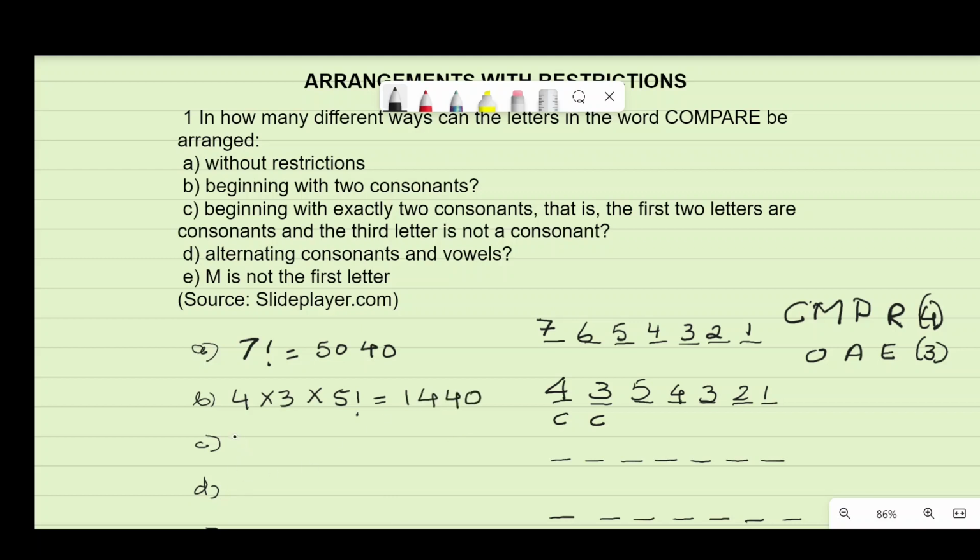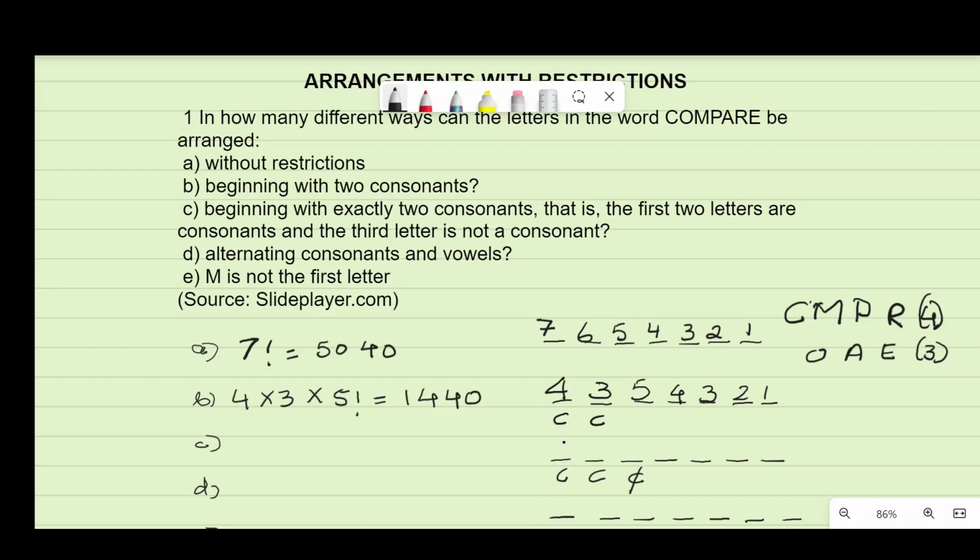Okay, number C. In how many different ways can the letters of the word compare be arranged, beginning with exactly 2 consonants? That is, the first 2 letters are consonants and the third letter is not a consonant. That's what they meant by exactly 2 consonants. The third letter should not be a consonant. That is what the question is saying.